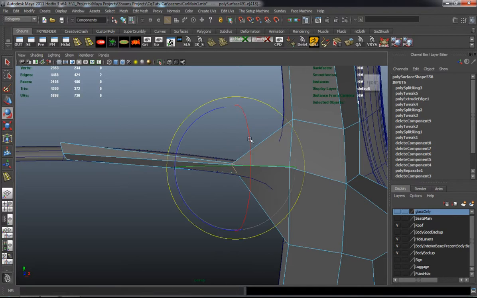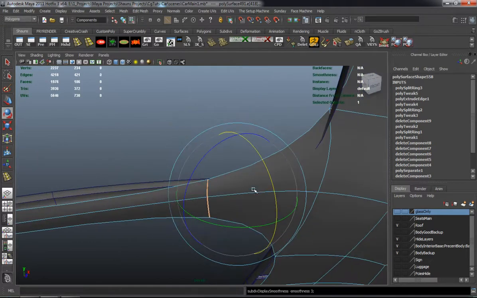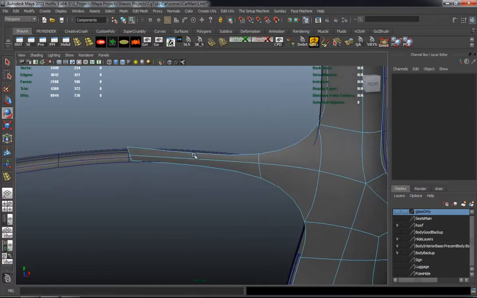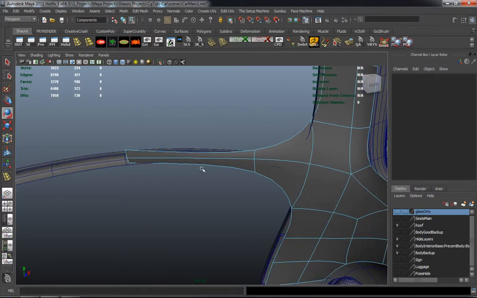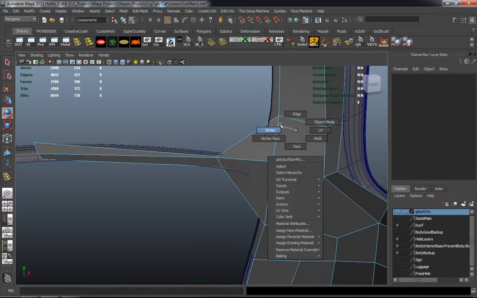This is definitely not the easiest part of the model. This is more a lot of time-consuming effort, and if you work at it, you'll get it.